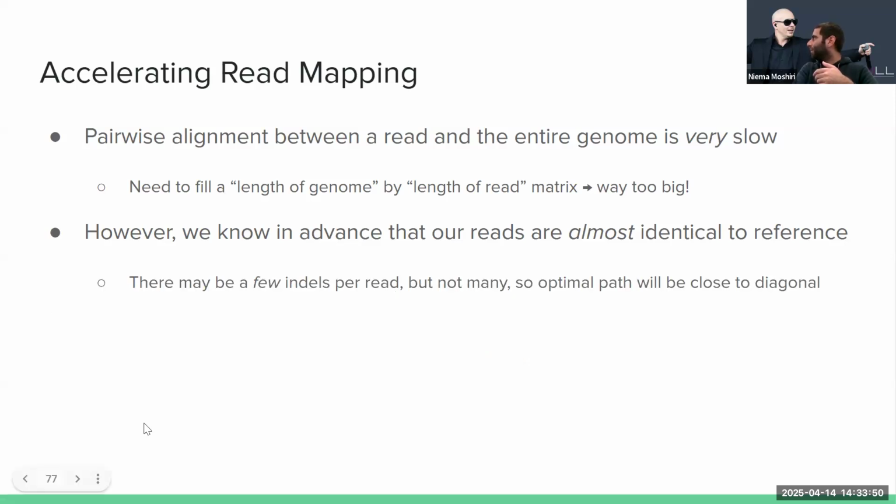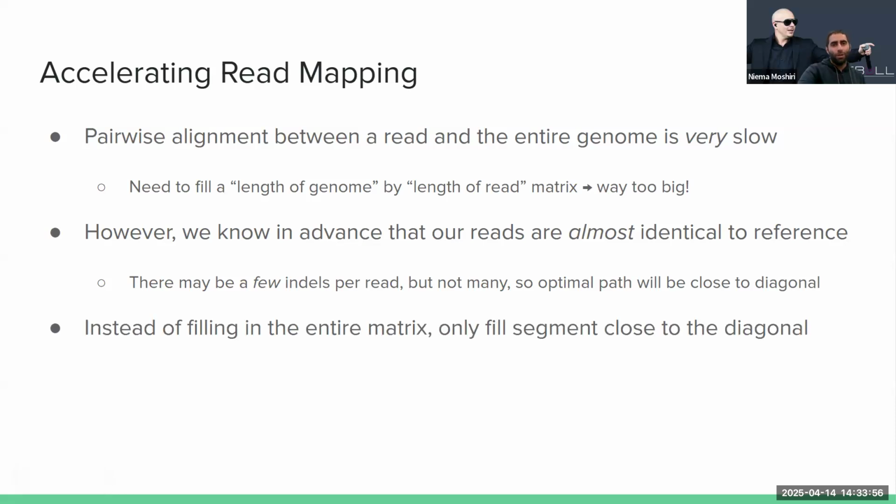So in other words, there might be just a few indels, but the optimal path is going to be very, very close to the diagonal. So instead of filling in the entire matrix, the thought process is, what if I only fill in things that are relatively close to the diagonal?